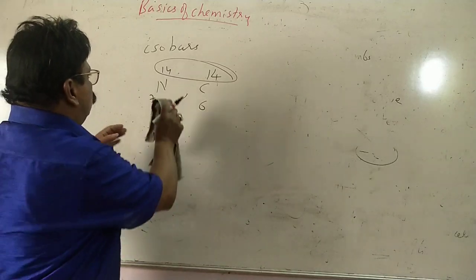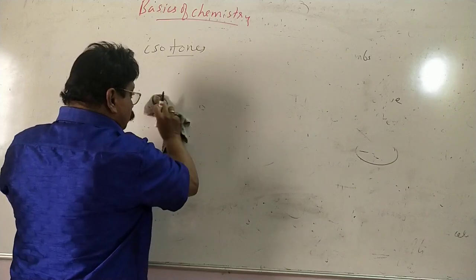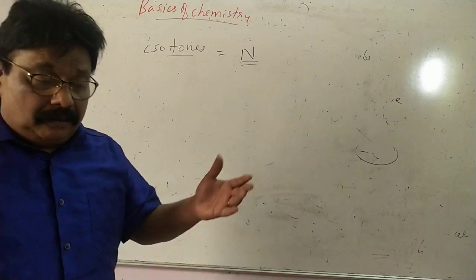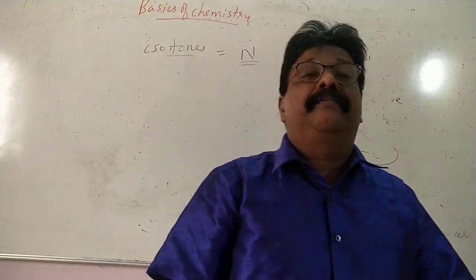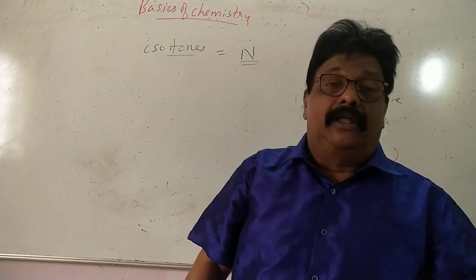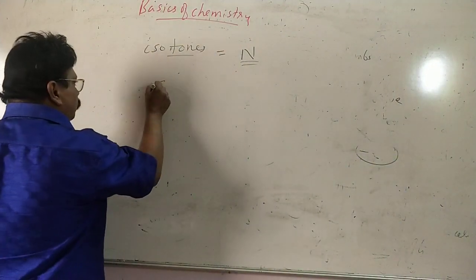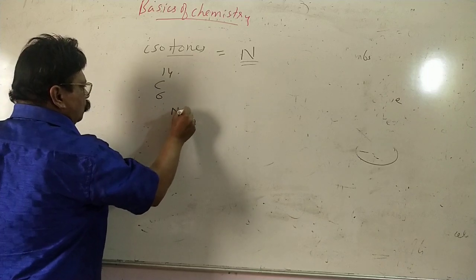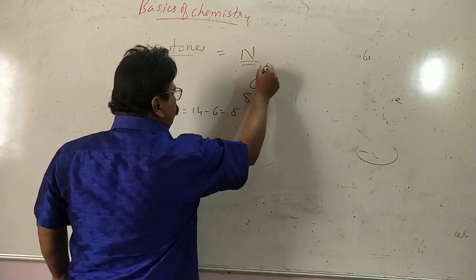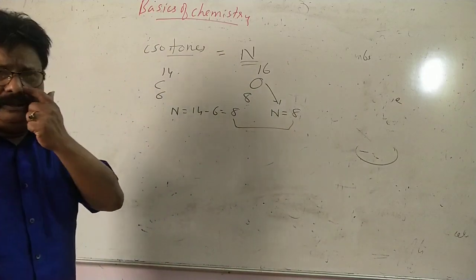Another term, isotones, means atoms having the same number of neutrons. If you are given 2 or 3 atoms, and they have the same number of neutrons, then they are isotones. For example, if I am taking carbon 6, 14, how many neutrons will there be? 14 minus 6, that is 8. Take oxygen 8, 16, how many neutrons are here? 8. So they are isotones.